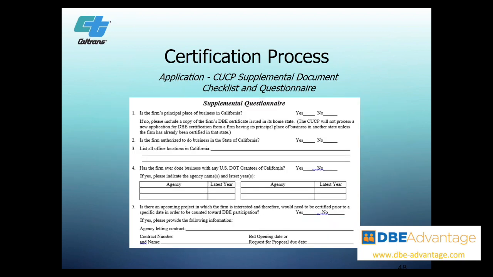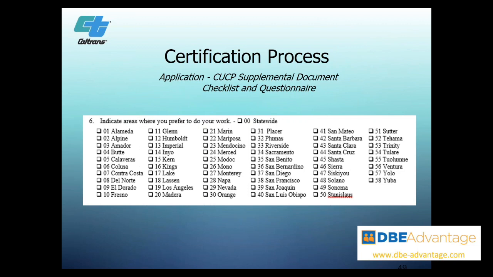This is some of the supplemental document checklist that may be required. This includes information such as principal place of business. Are you authorized to do business in California? For example, if you're an out-of-state company, let's say you're out of Nevada or out of Arizona, you want to make sure that the person is qualified to do business in the state of California. You want to list all your office locations in California so that the reviewer understands that, and so forth. So there's additional information that is part of the supplemental questionnaire.